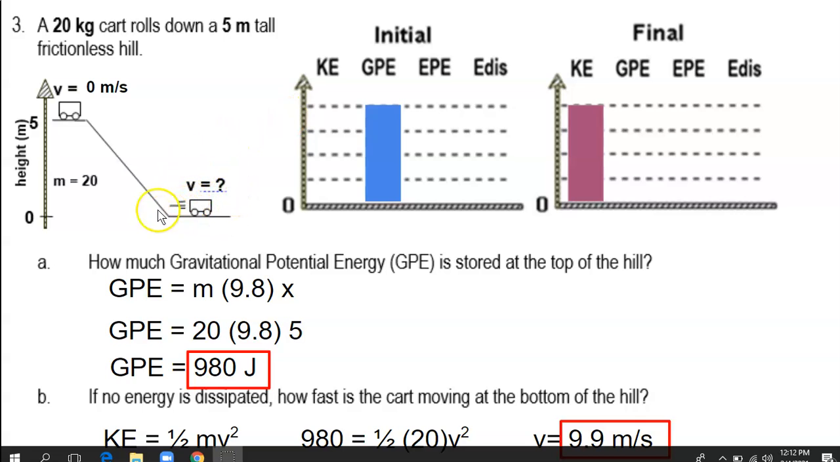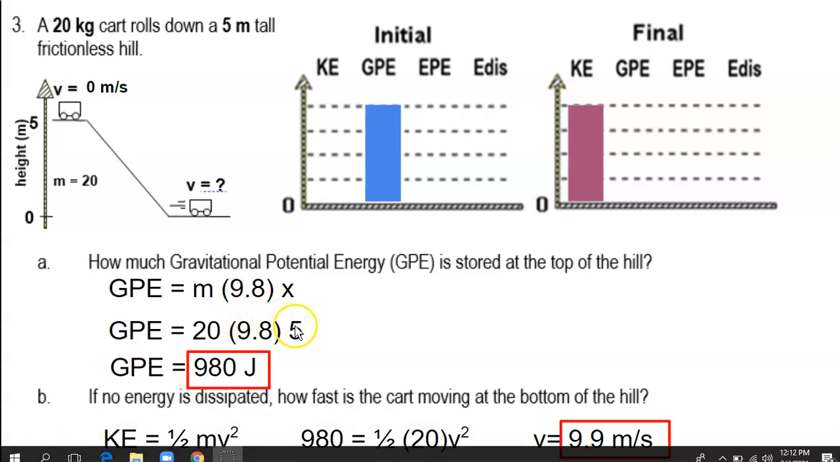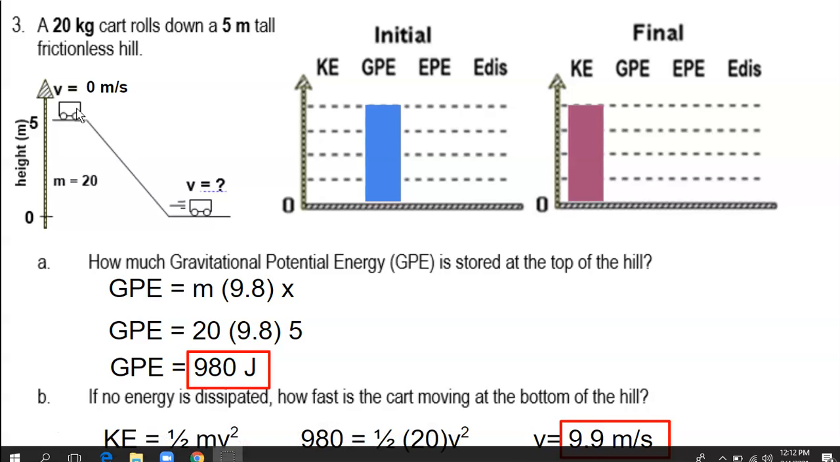At the bottom, you notice it's on the ground now, so it has no gravitational potential energy, but it is moving. So all of that gravitational potential energy got converted into kinetic energy. Again, we know that because the cart is moving. So how much GPE is stored at the top of the hill? We have an equation. It's mass times gravity times height. The mass was 20 kilograms. That was given to us. The gravity is, on Earth, always 9.8. And the height is 5 meters. That was also given to us in the problem. Multiply those 3 together, and we know that this cart initially has 980 joules of gravitational potential energy.